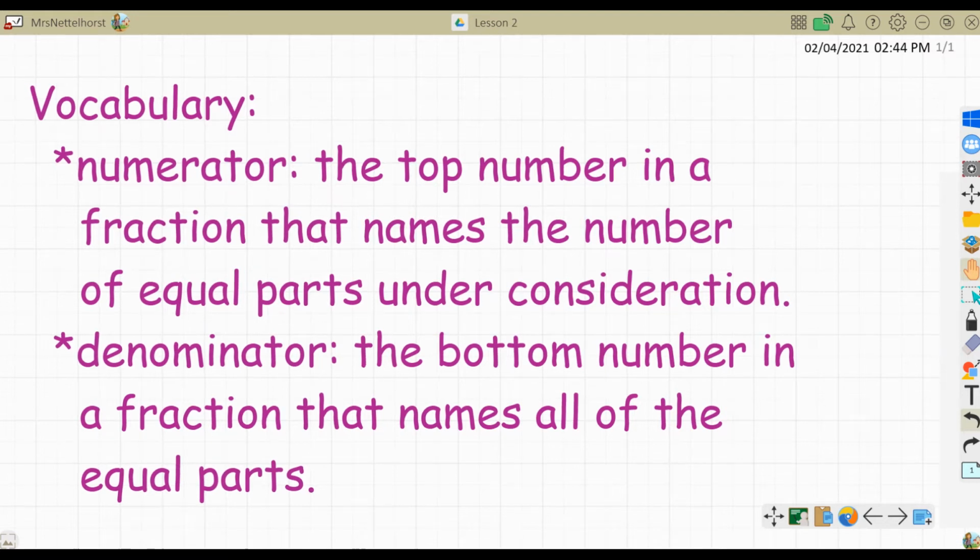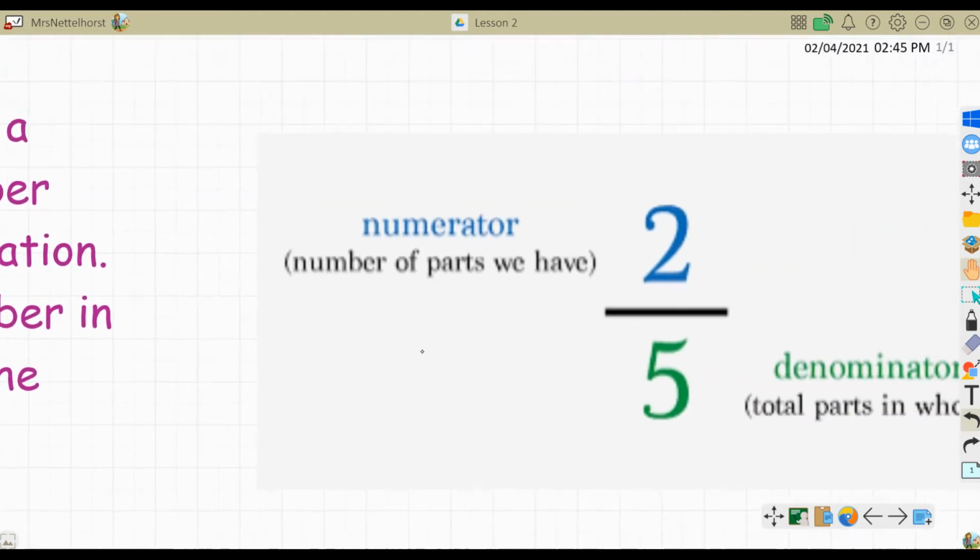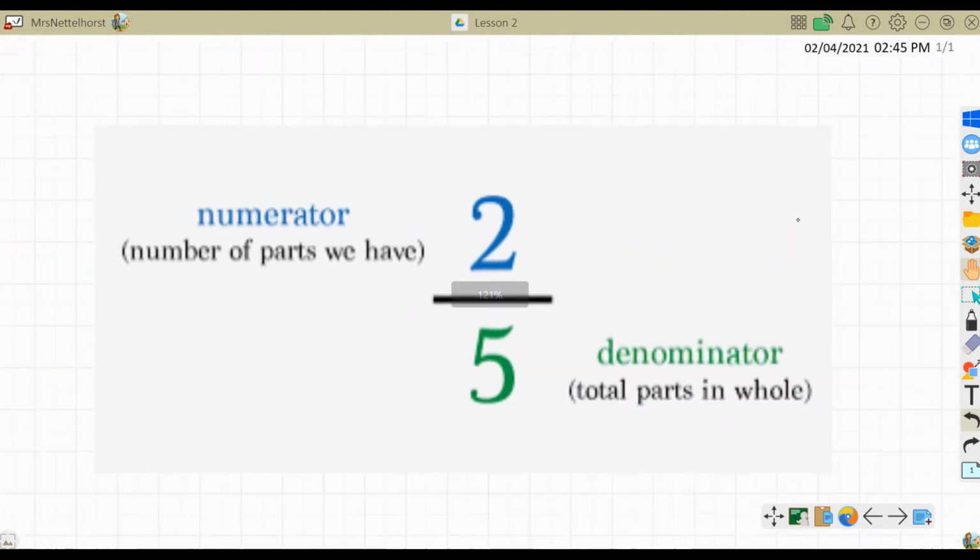We have two important vocabulary words in this lesson, numerator and denominator. The numerator is the top number in a fraction that names the number of equal parts under consideration. That means if they're asking how many are shaded, how many are not shaded, those are the parts under consideration. The denominator is the bottom number in a fraction that names all of the equal parts. I have a little diagram here for you to help you remember. It's a little blurry because I made it so big.